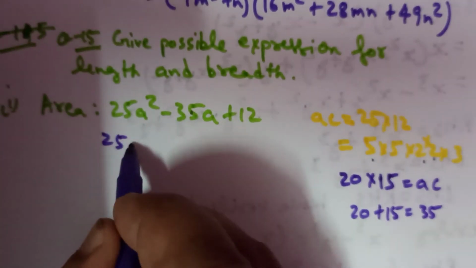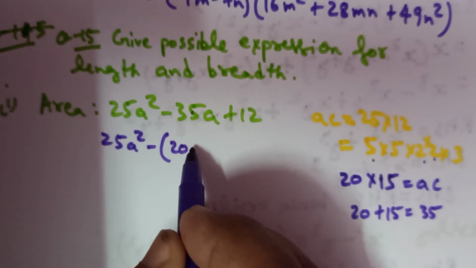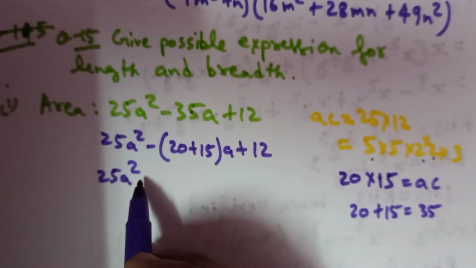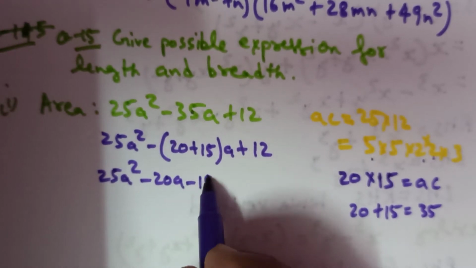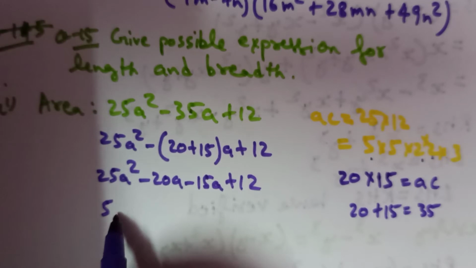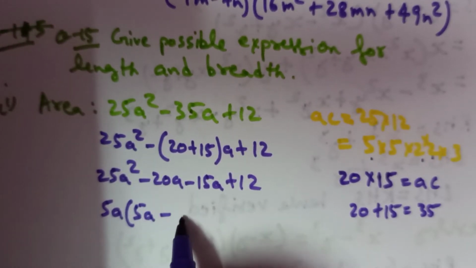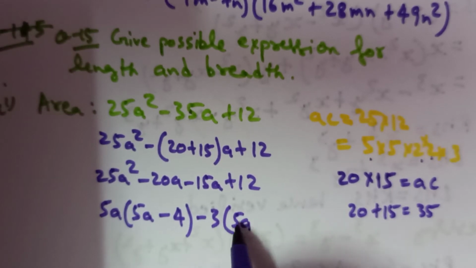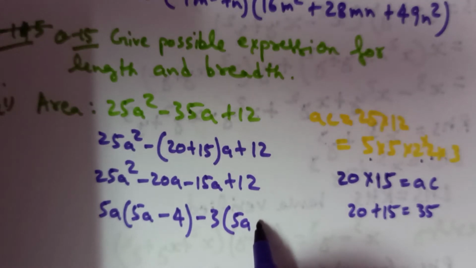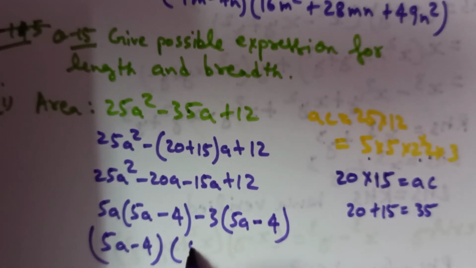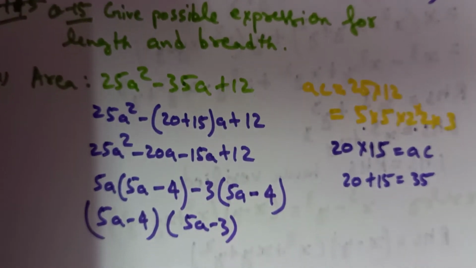So we can write it as 25a square minus within bracket 20 plus 15a plus 12. Again, if we remove the bracket, 25a square minus 20a minus 15a plus 12. If we take common from the first two terms, 5a will be common: 5 5s are 25, 5a minus 5 4s are 20, 4. And here if we take common, it will be minus 3: minus into plus is minus, 3 5s are 15, 15a. Then again there will be minus 4, because minus into minus is plus, 3 4s are 12. So we have got 5a minus 4 and 5a minus 3. These are the two factors of the given quadratic polynomial.